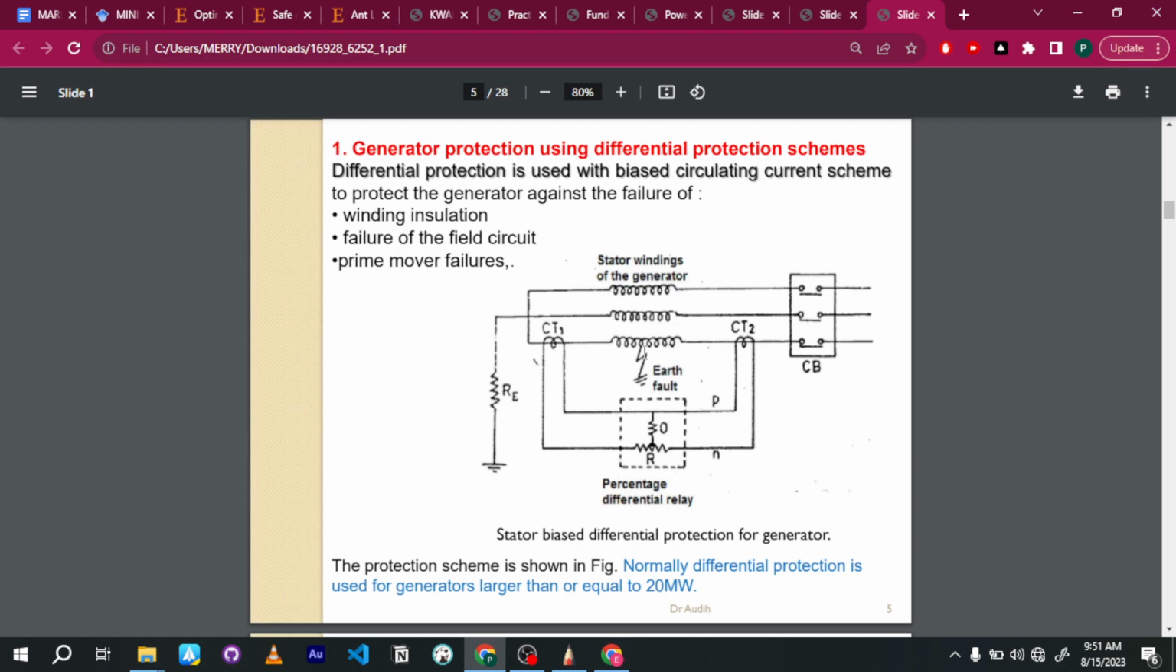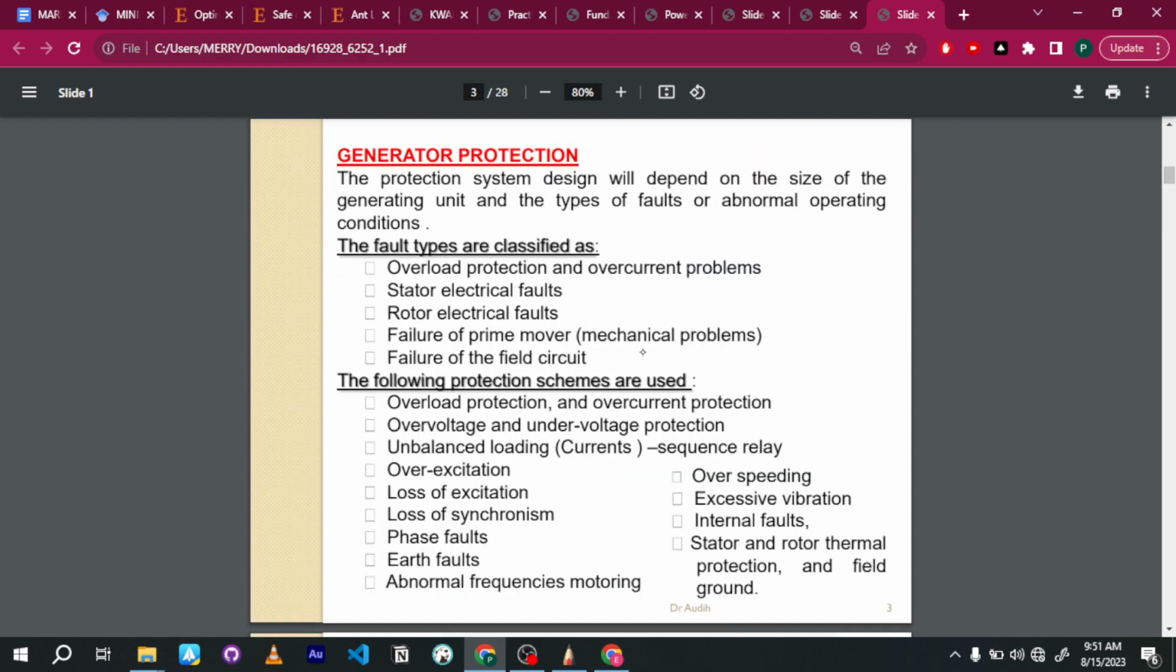You understand? Failures include mechanical failure, failure of field circuit, and then winding insulation failure. So that is either the rotor or stator. It helps protect against a lot of things. You can ignore all of this, this is not important at all, right? These are the protections that we can have.